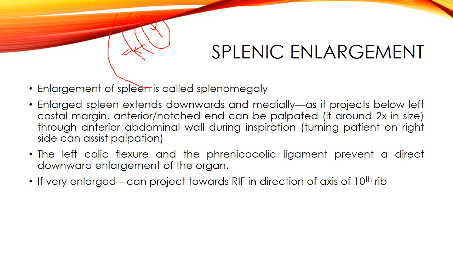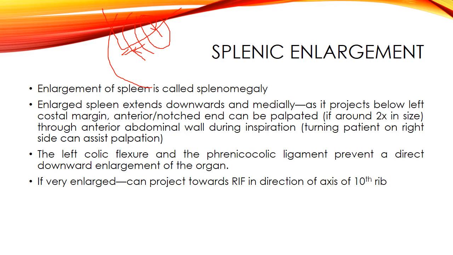And once it enlarges, it will project below the left costal margin. And once this projects below the left costal margin and gets around 2 times its normal size, we can even palpate the spleen through the anterior abdominal wall, especially during inspiration. Turning the patient to the right side can actually help us, because it will cause us to feel the spleen more properly because of its descent downwards and medially.